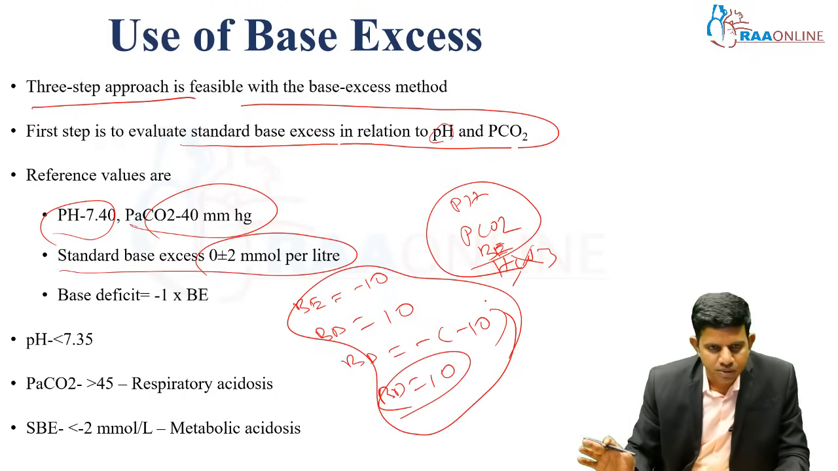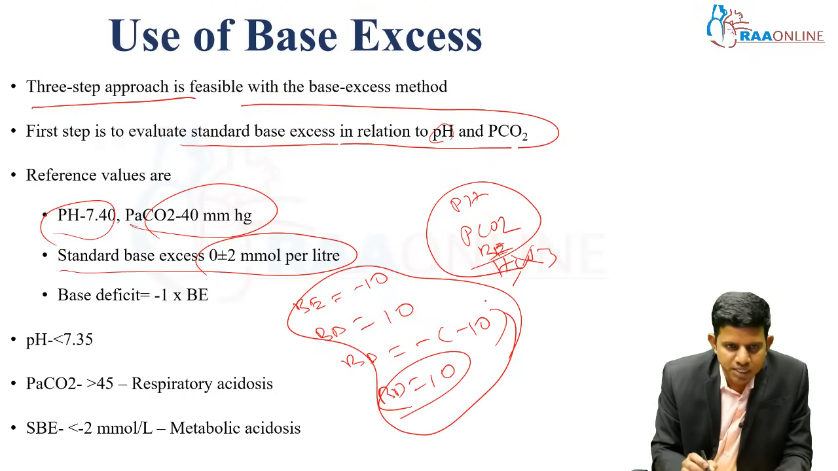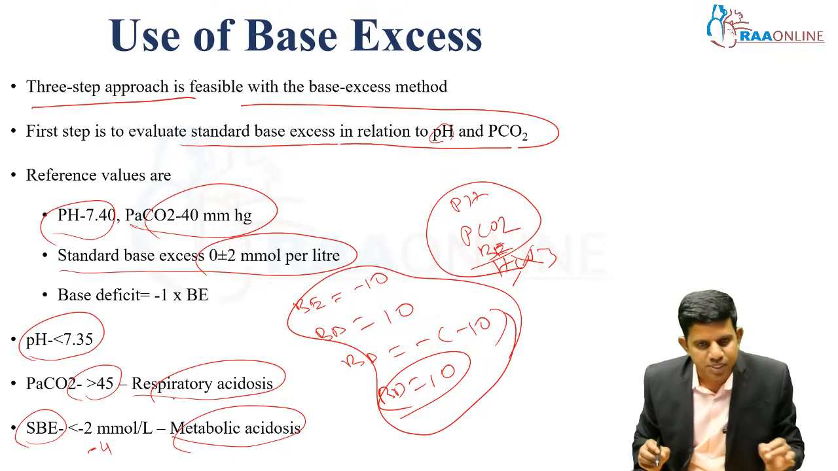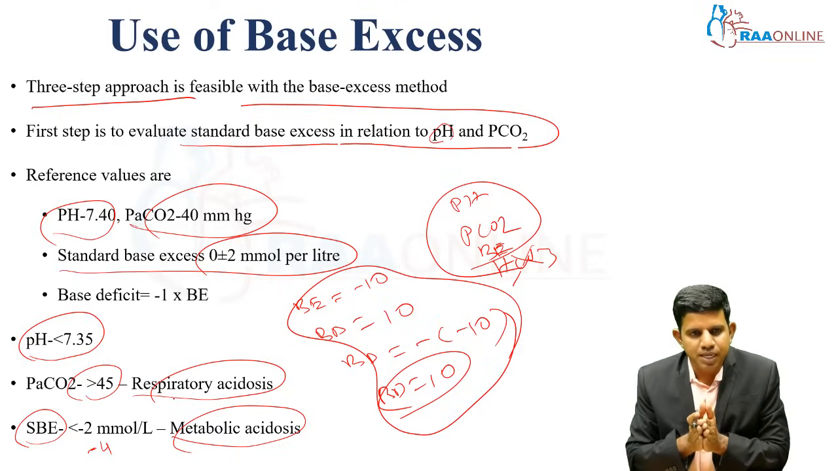So if my patient's pH is less than 7.35, it is acidosis. Next I check the standard base excess. If it is less than -2, for example -4, it means a metabolic acidosis. Or if I check the PCO2 and it is more than 45, it may be a respiratory acidosis. First I have to check the pH, PCO2 and the standard base excess.